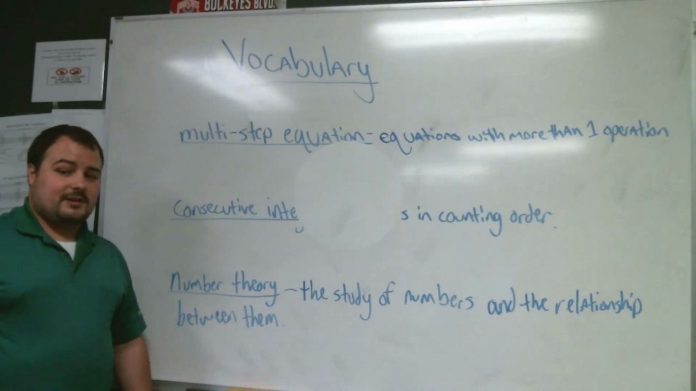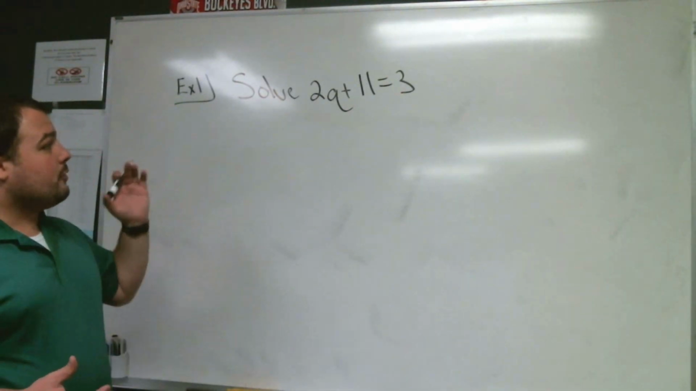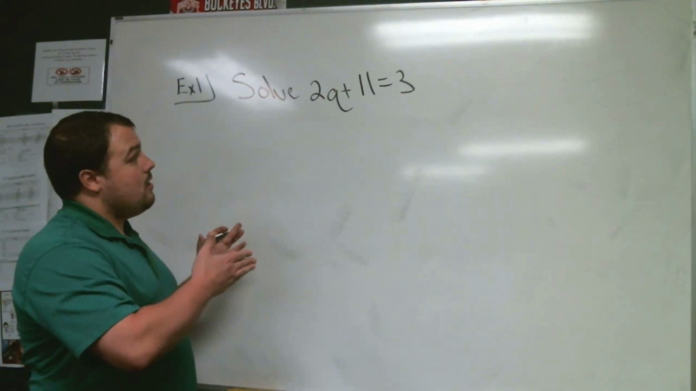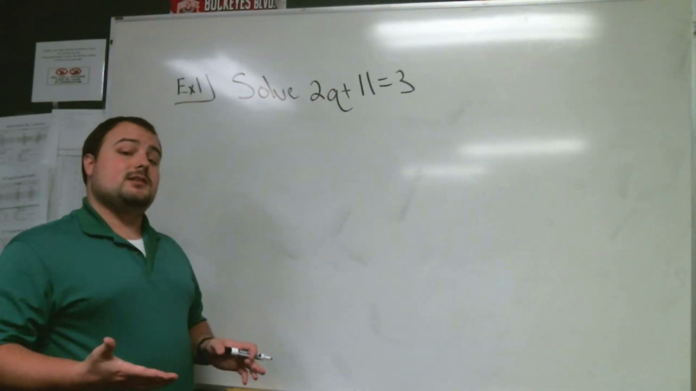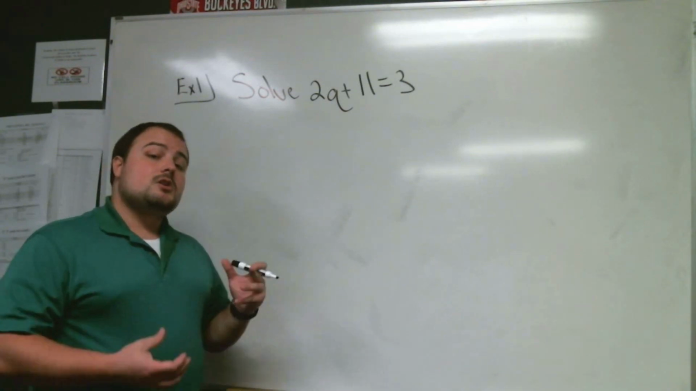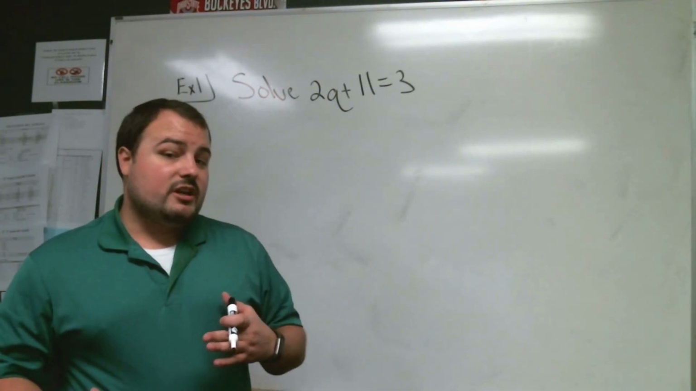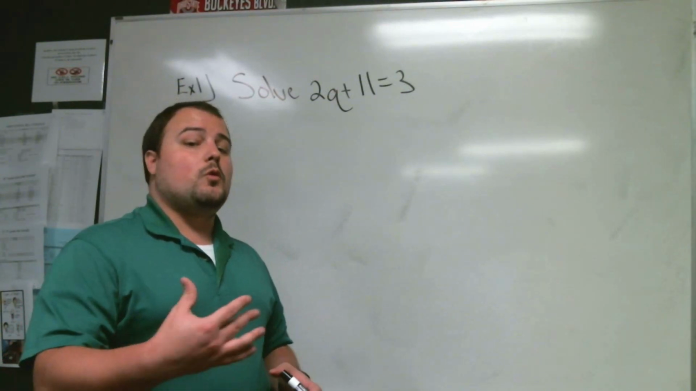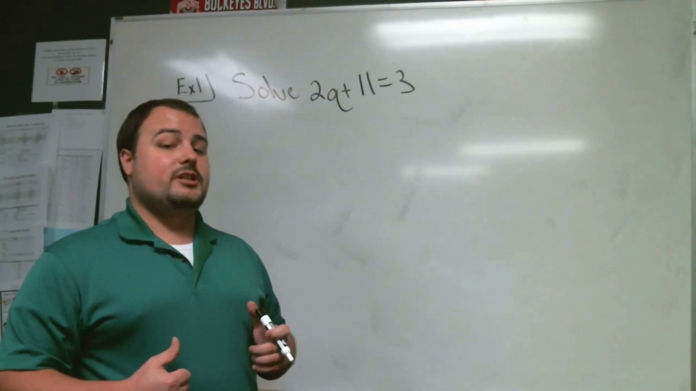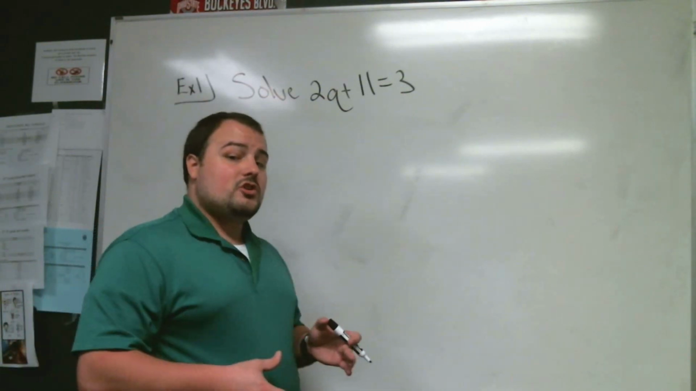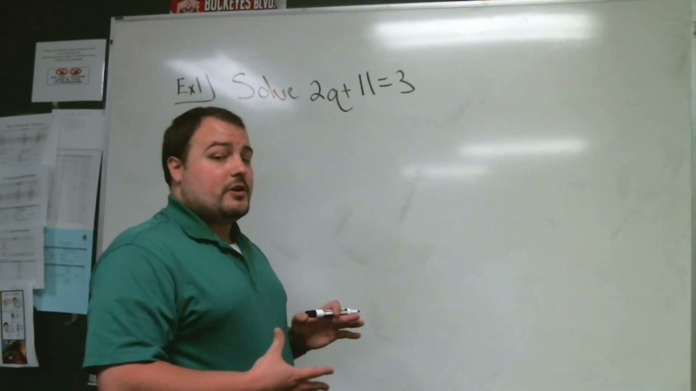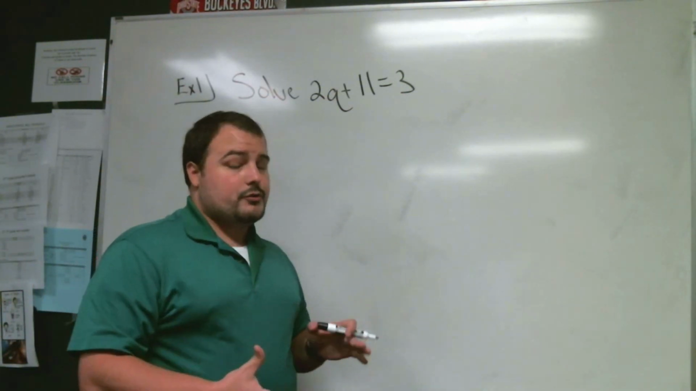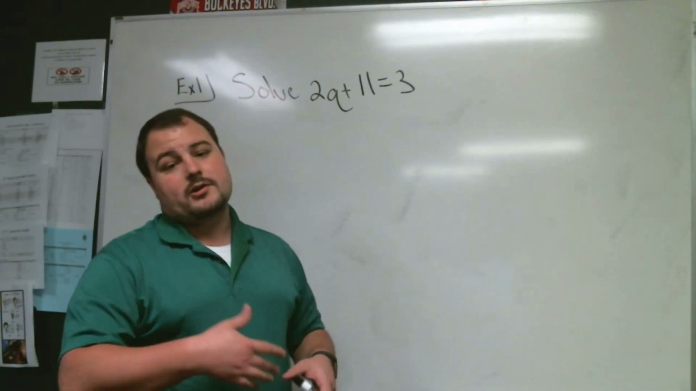Let's start our first example. In example 1, we're solving 2 times q plus 11 equals 3. So the way I read it is, what operations are happening? We have 2 multiplied by q, we're adding 11, and that total is equal to 3. In algebra, our job is to figure out what our variable equals. So we're going to work backwards as well as forward to get to that solution.